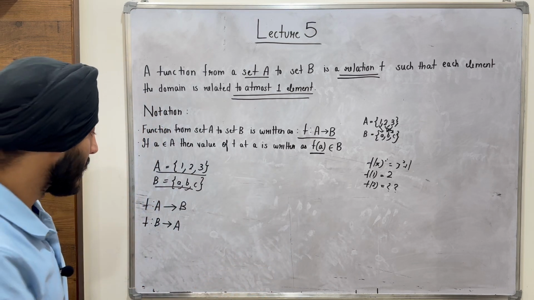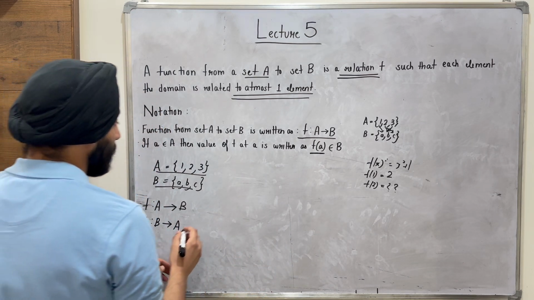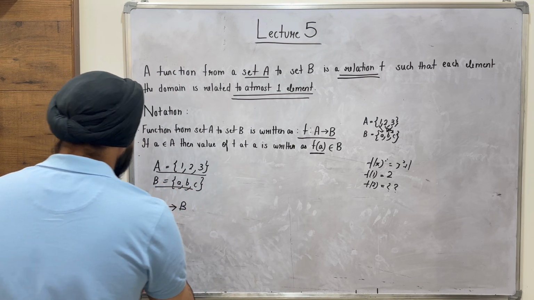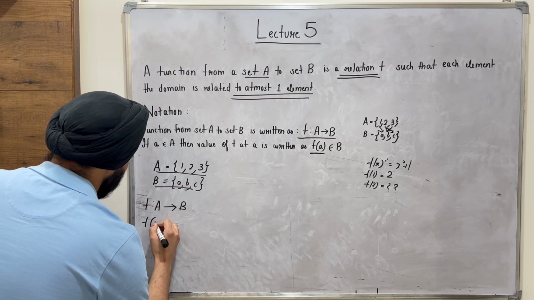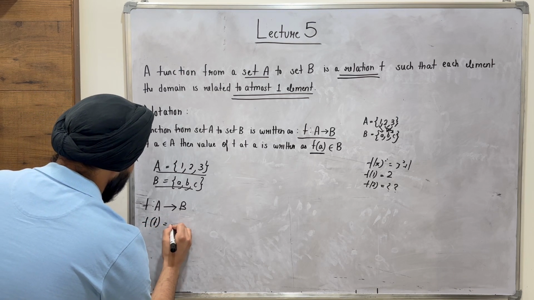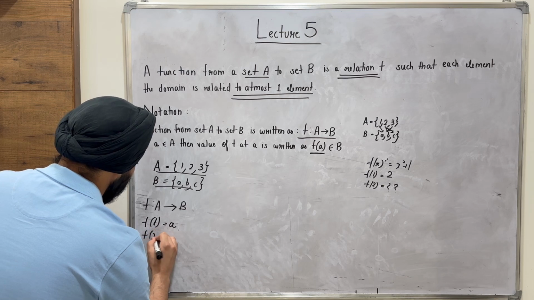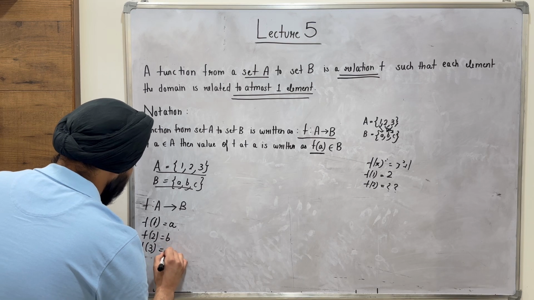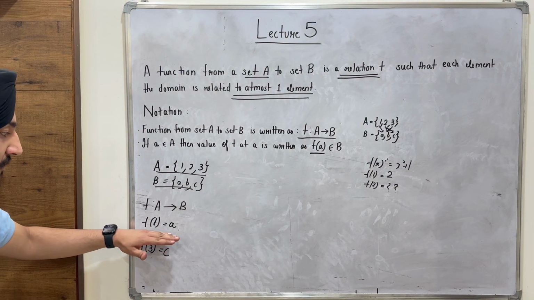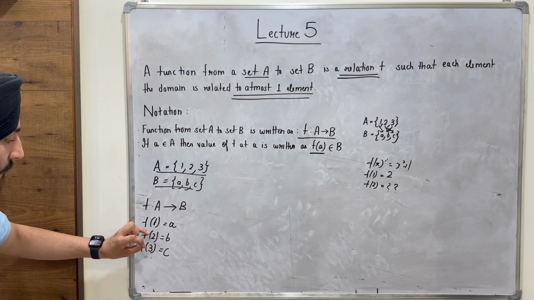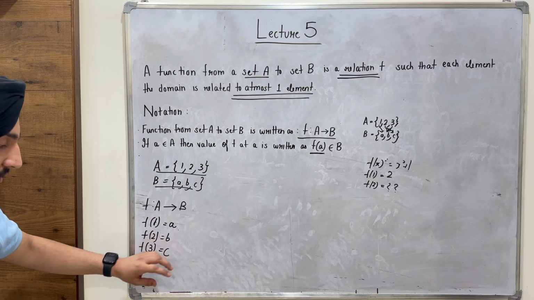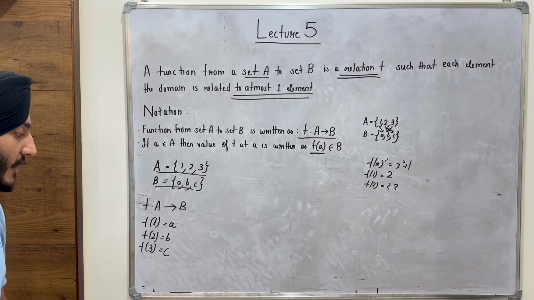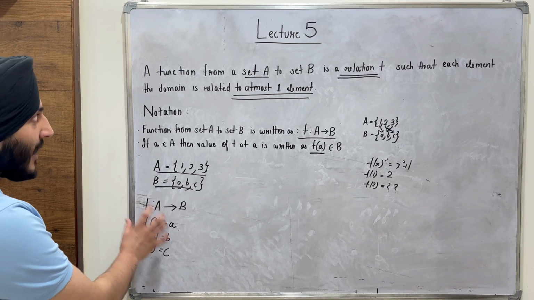The very simple example is, let's say I have a function from A to B, and I say that f(1) = a, f(2) = b, f(3) = c, right? So basically 1 results in a. When I put the value 2 into the function, it results in b. And when I put the value 3 into the function, it results in c. So I think that totally makes sense, right? This is a valid function over here.